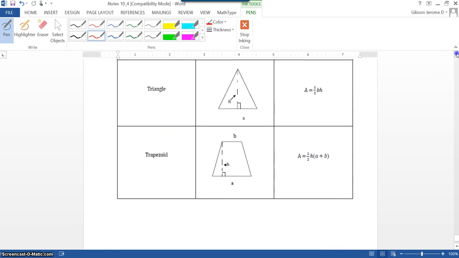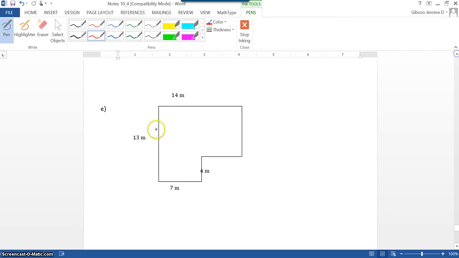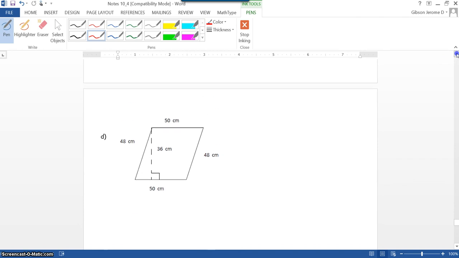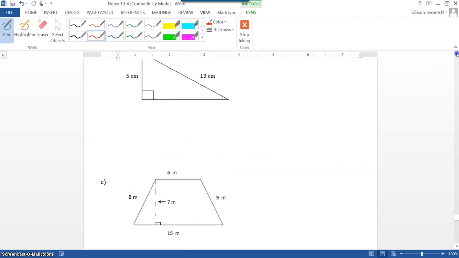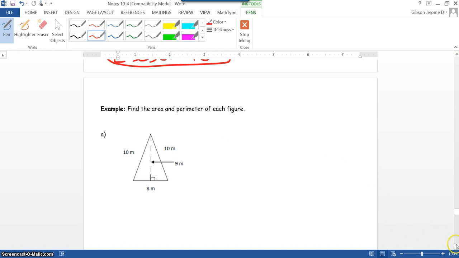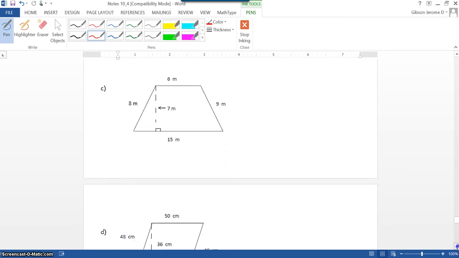So, we are basically done with this section. I might just go over one more problem, maybe this E problem here. Now, I believe they asked us for the perimeter and the area. I'll find the area and perimeter. So let's go down here to this last problem, which is E.